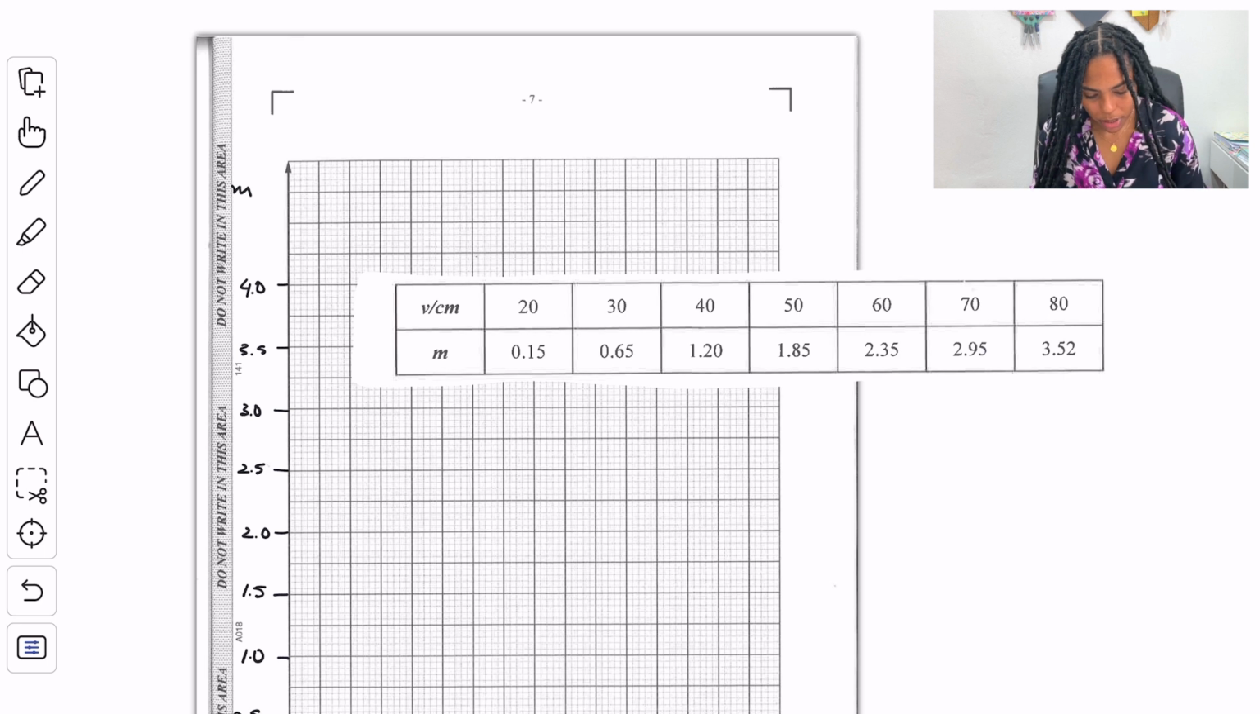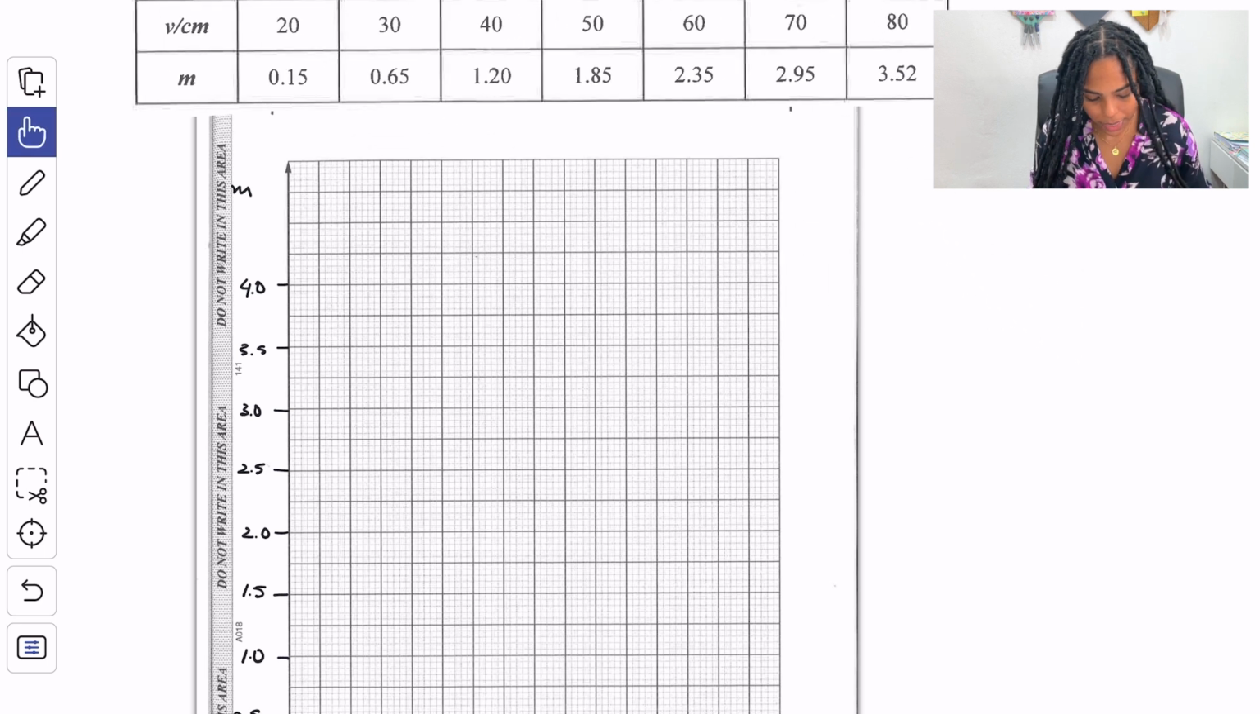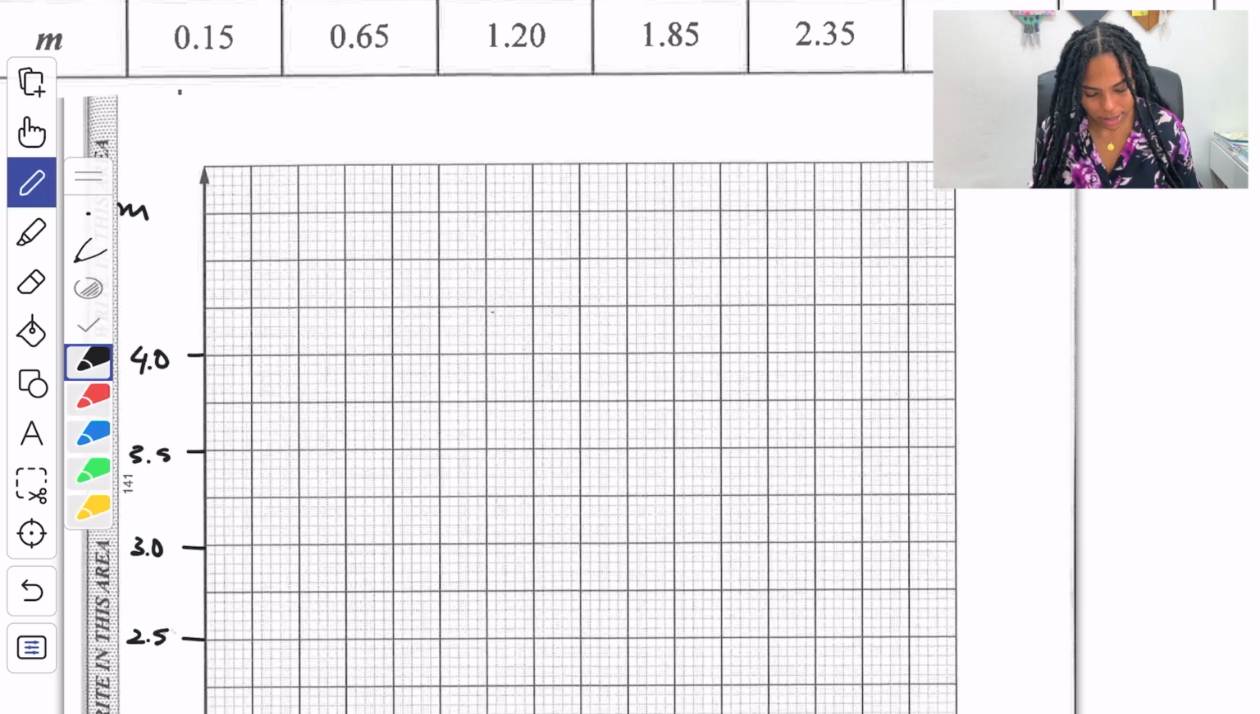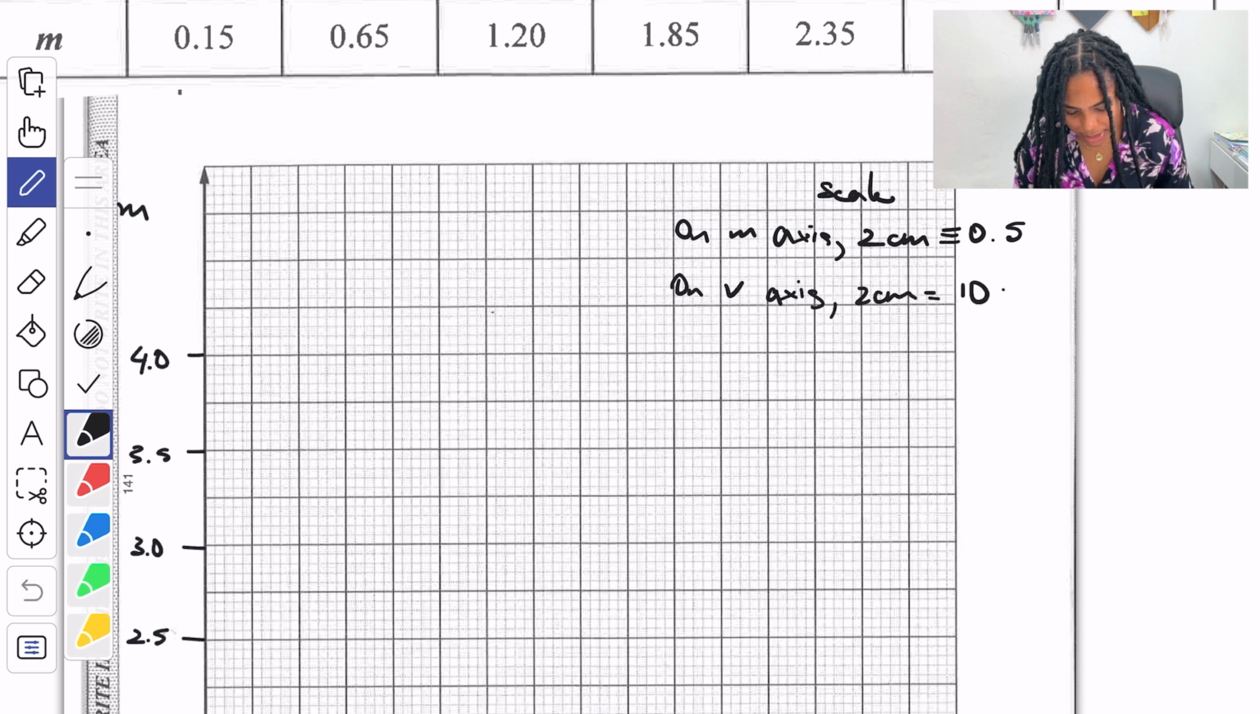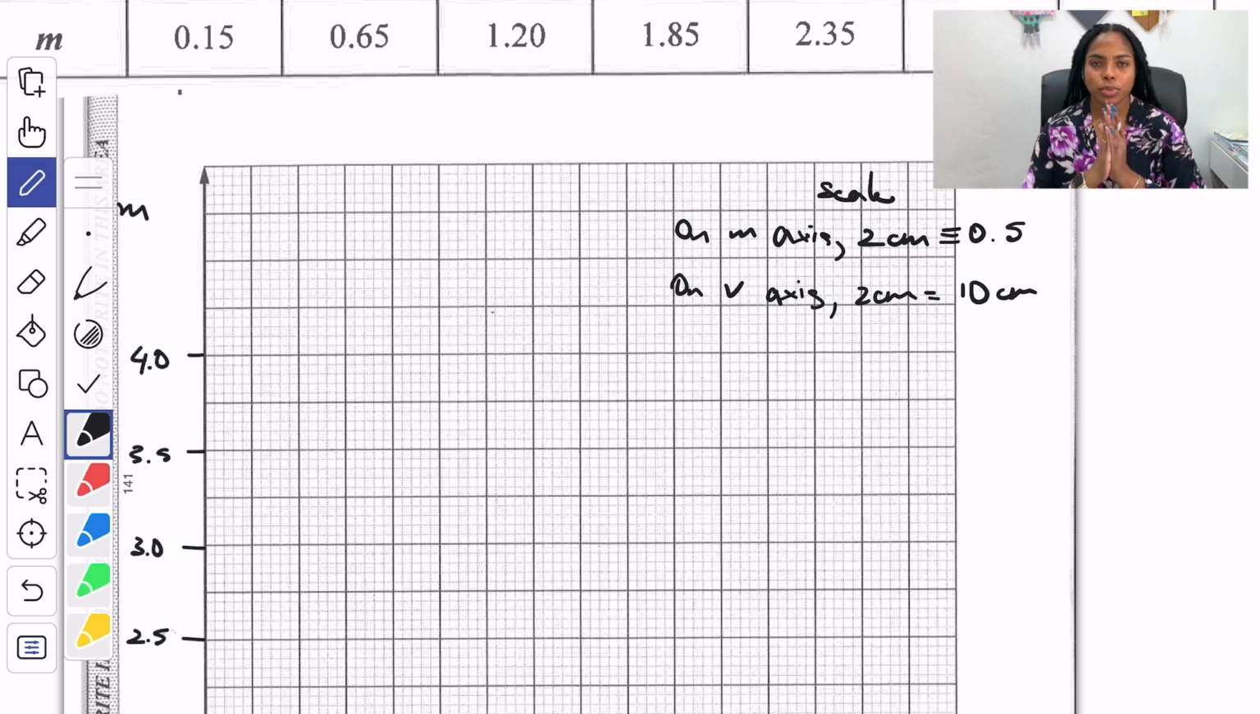So let me give my graph some salt. I'll start with my scale. On my magnification axis, 2 centimeters represents 0.5. On my image distance axis, 2 centimeters represents 10 centimeters. Remember, salt: I have my scale, I've already done my axes, my line of best fit will come after plotting my points, and my title.